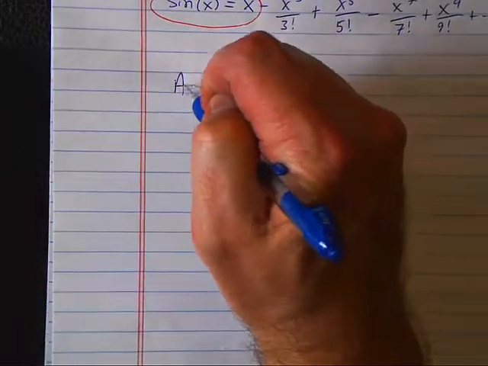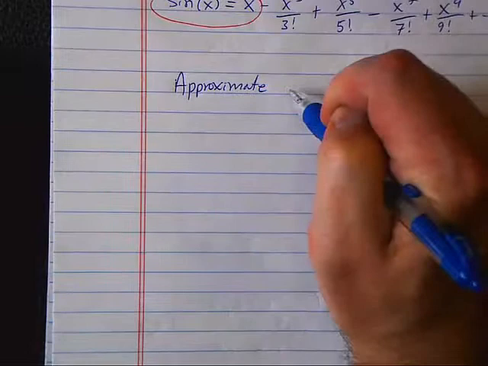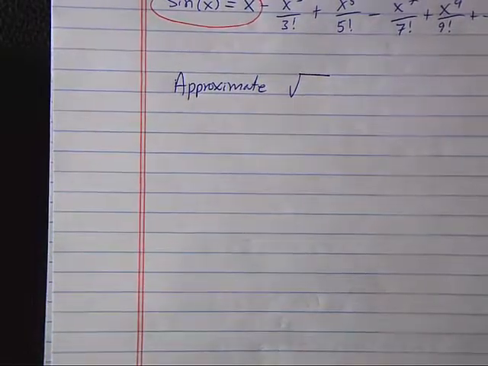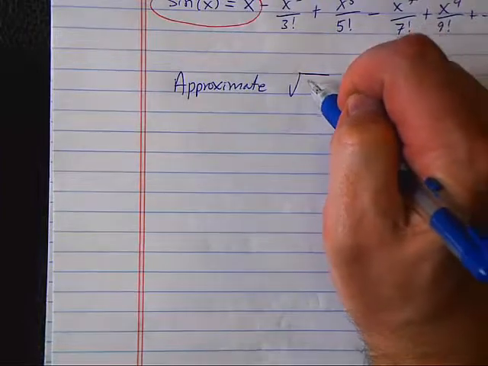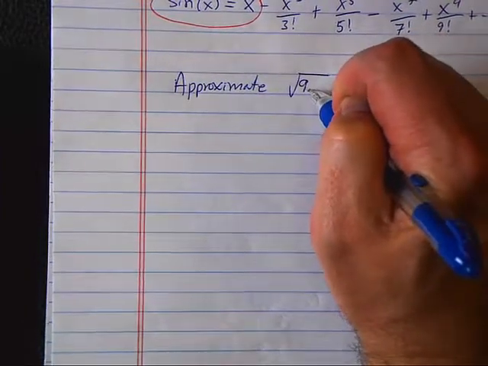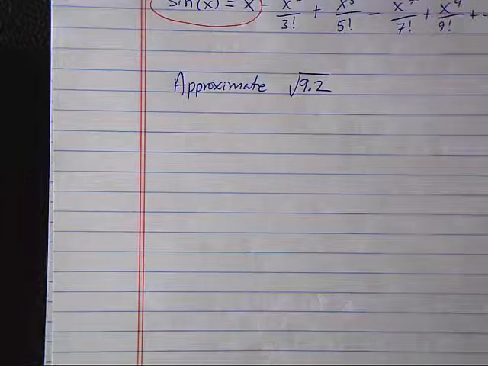All right, so other things you can do with differentials. Approximate the square root of 9.2. I think you were looking at the take-home review. I think it was the square root of 81 point something. I forget what it was. 81.6.